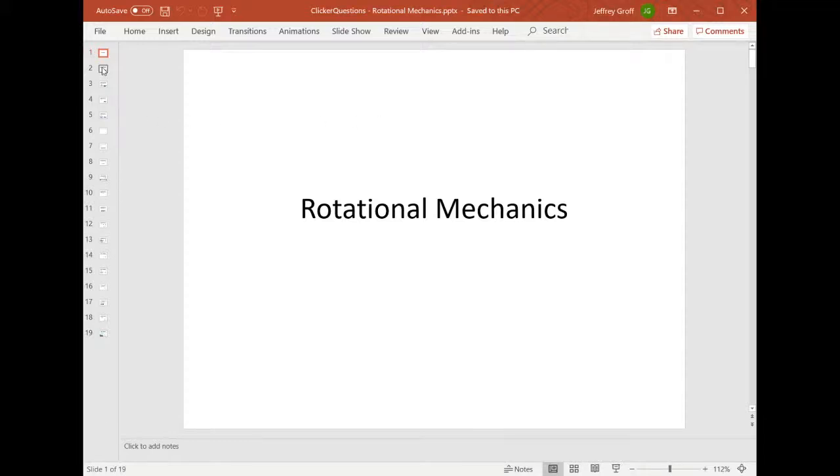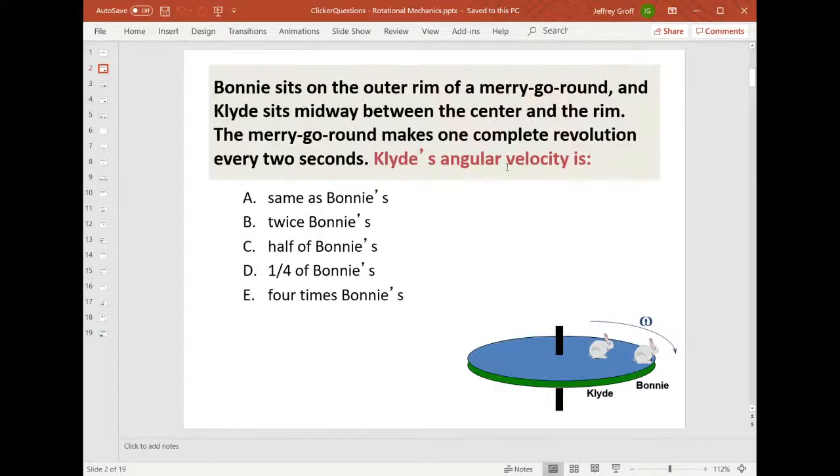Rotational mechanics. All right. I love this question. Bonnie and Clyde are bunnies. Bonnie is sitting near the outside of a merry-go-round, the outer rim, and Clyde sits midway between the center and the rim. The merry-go-round completes one revolution every 2 seconds. Clyde's angular velocity is the same as Bonnie's, twice Bonnie's, half of Bonnie's, a quarter of Bonnie's, or 4 times what Bonnie's is.